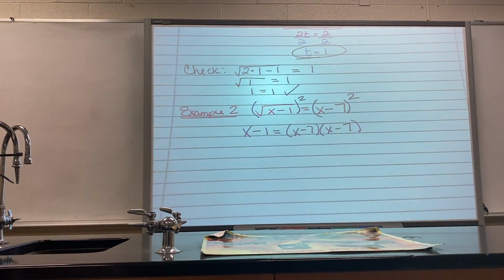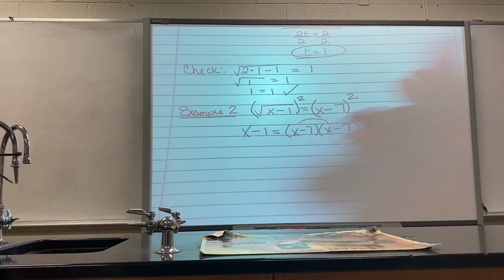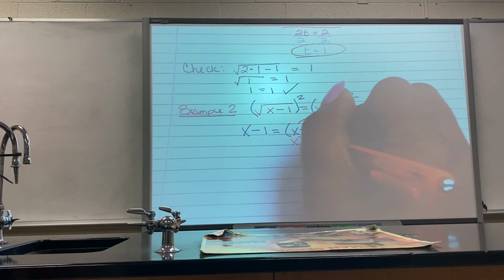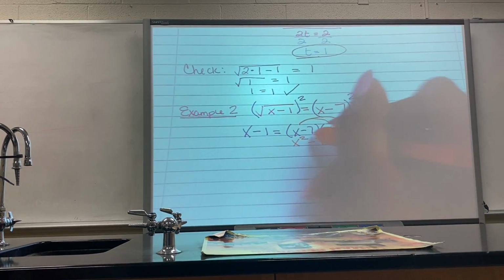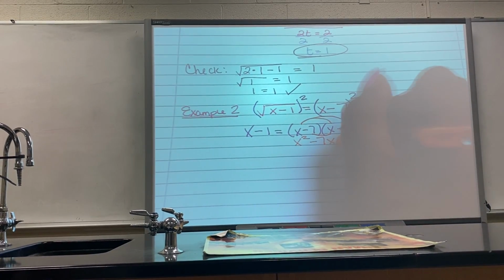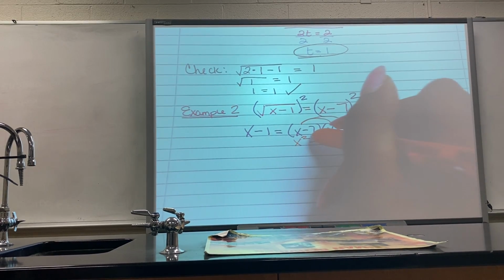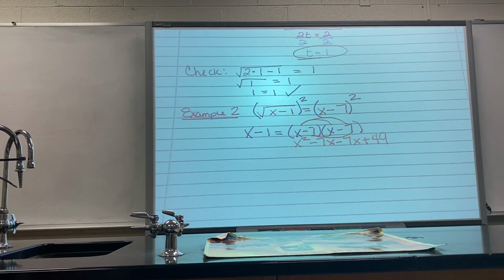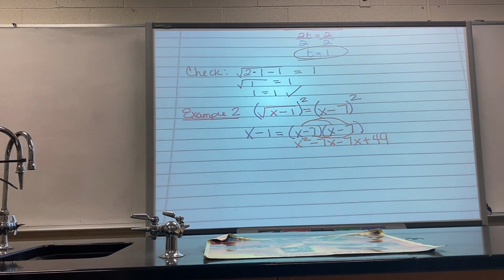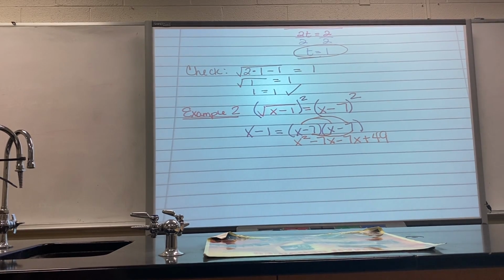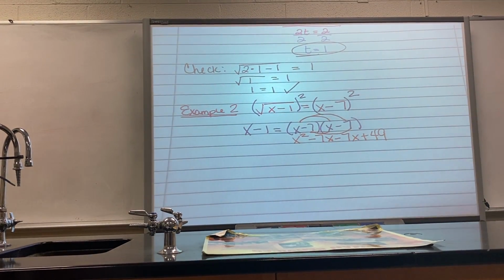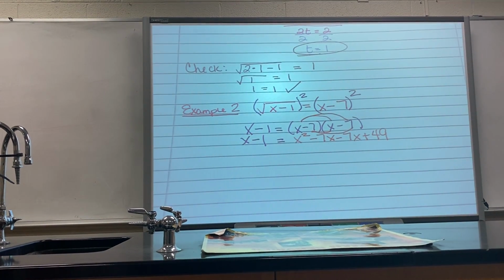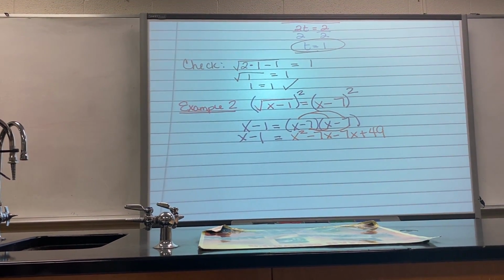So I'm going to go ahead and do that. So x times x gives me x squared. X times negative 7 gives me negative 7x. Negative 7 times x gives me another negative 7x. Negative 7 times negative 7 gives me a positive 49. And again, all of that is equal to x minus 1. Questions on the multiplication?